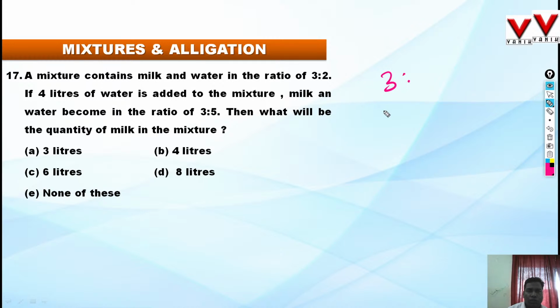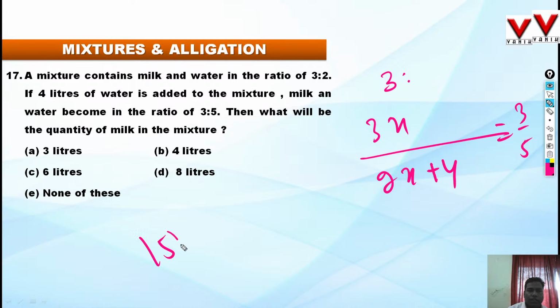That is 3x and 2x. 4 liters water added, 3x over 2x plus 4 is equal to 3/5. That means 15x is equal to 6x plus 12.